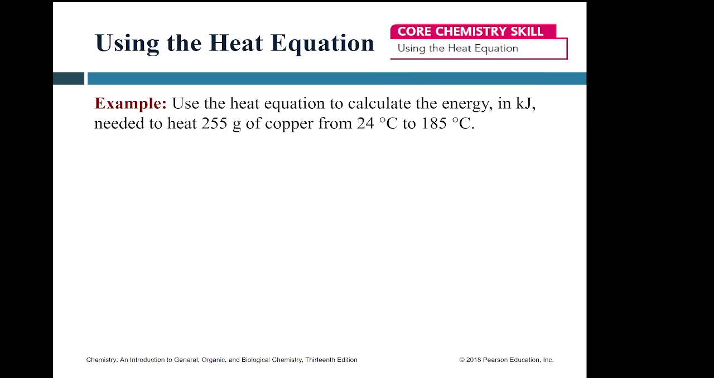Okay, so let's use the heat equation to calculate the energy in kilojoules needed to heat 255 grams of copper from 24 degrees Celsius to 185 degrees Celsius. You'll also need your plickers out at some point here, because I'll end up doing the plicker.